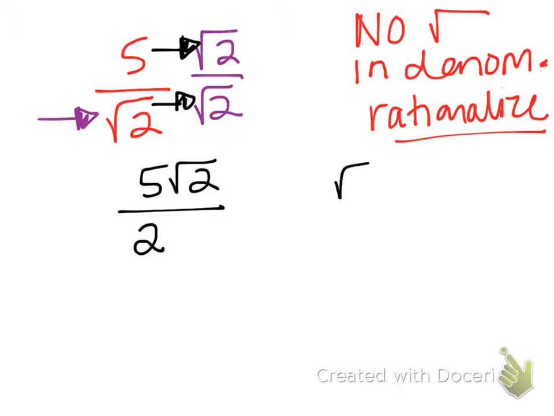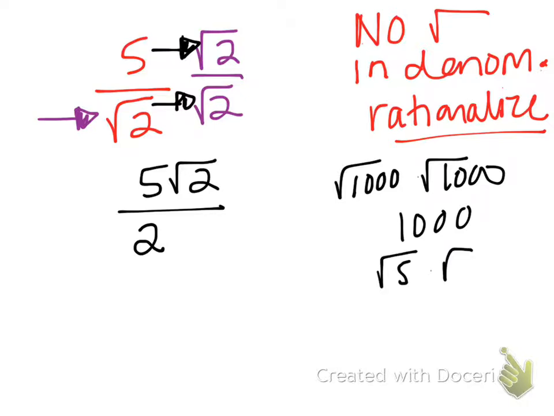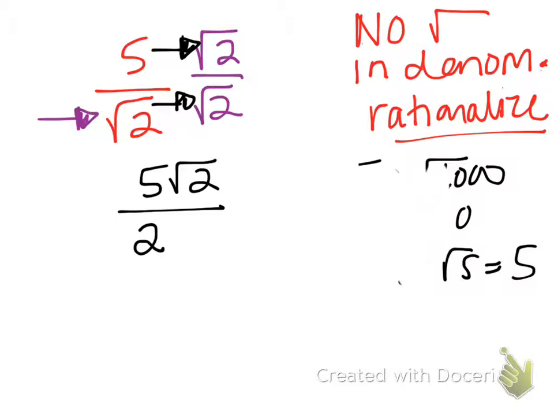If I asked you, what is the square root of 1,000 times the square root of 1,000? The answer to that is 1,000. Like, there is no more square root. If I said the square root of 5 times the square root of 5, that equals 5. So you're going to want to know that because that's going to save you a lot of time when you're working through these types of problems.